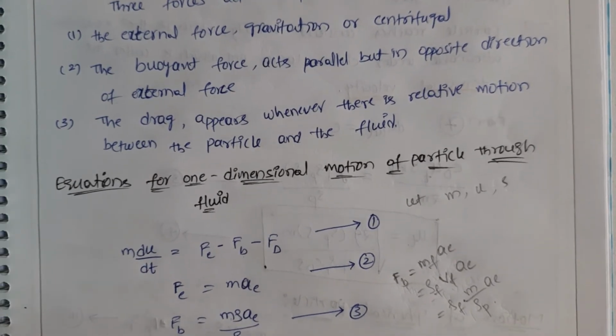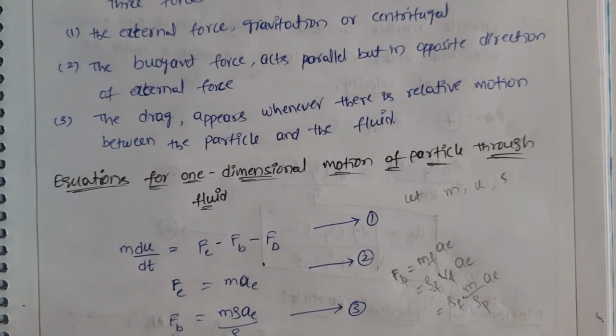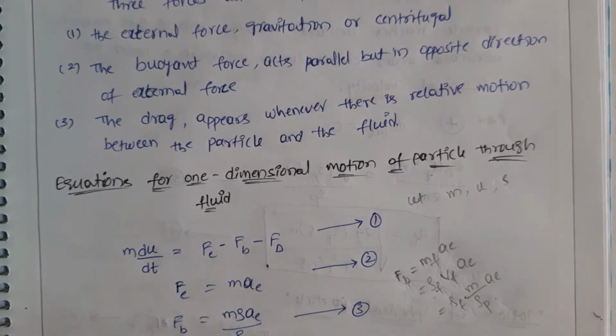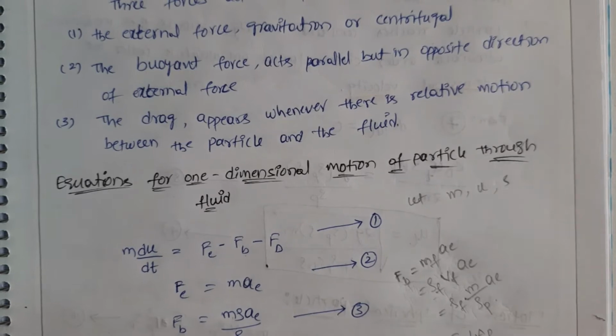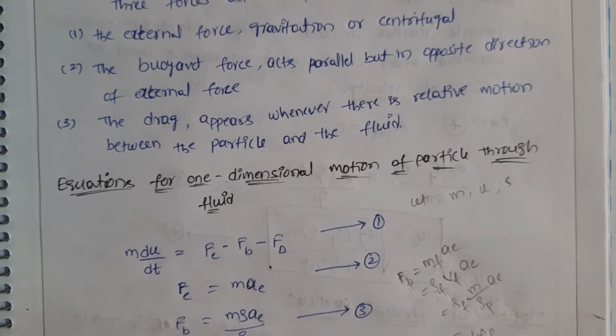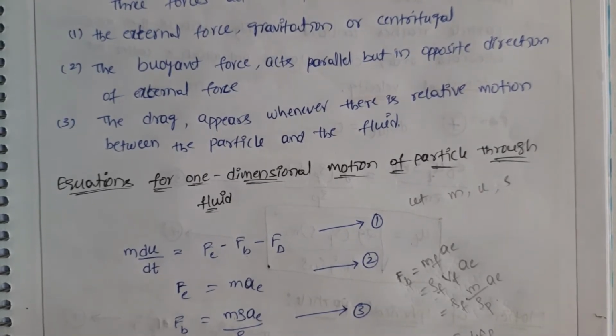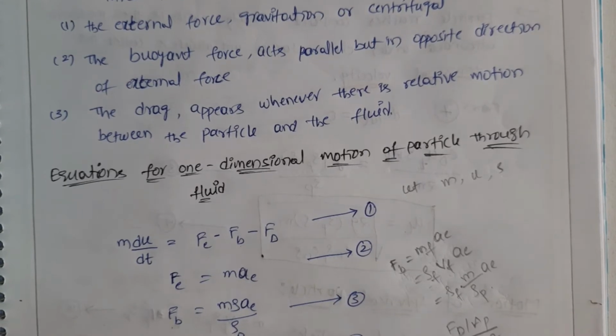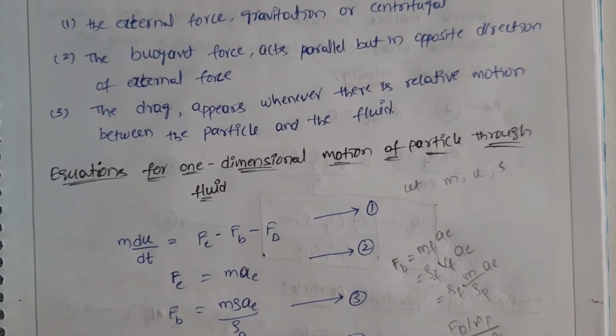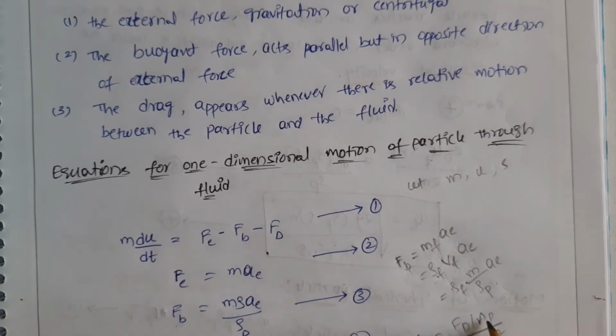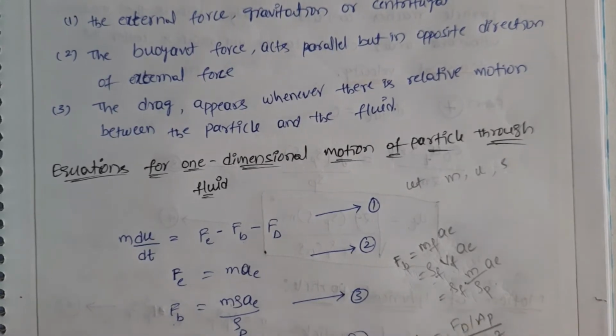Here this is the drag force. From the definition of the drag coefficient CD, Fd by AP divided by half into rho u naught square. Here u naught is nothing but u here, in our case, the velocity of the particle. Here AP is the projected area of the particle.